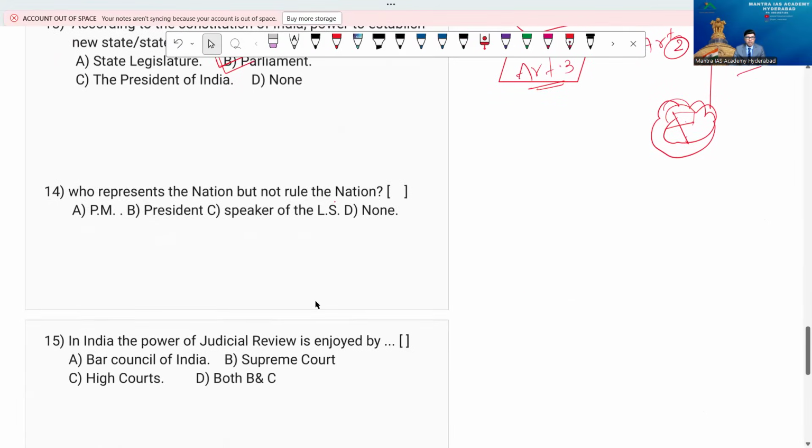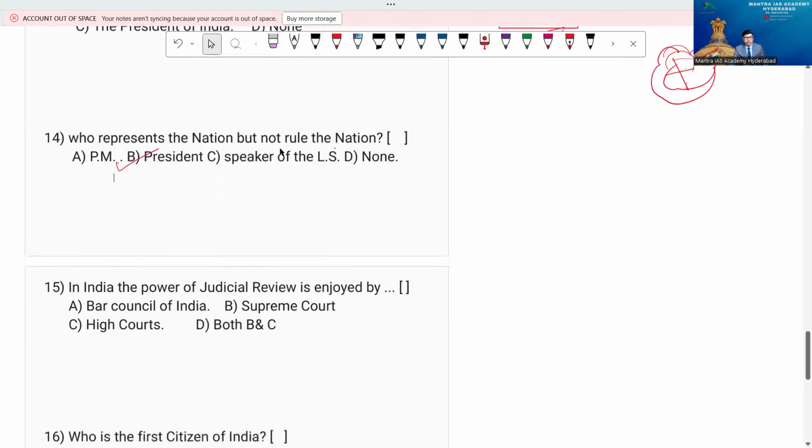Next, question number 14, beta. Who represents the nation but does not rule the nation? A very interesting point. Who will rule the nation is very obvious, very simple: the Prime Minister of India. But the one who represents the nation is the President of India.